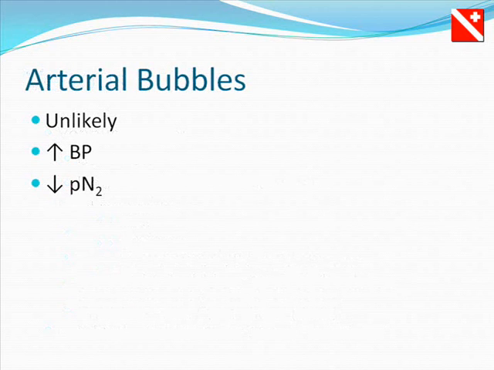We don't assume arterial bubbles because the blood pressure is elevated. Inert gas values are low on the arterial side, and therefore, if bubbles are on the arterial side, they got there by a shunt, either in the heart or through the lungs.